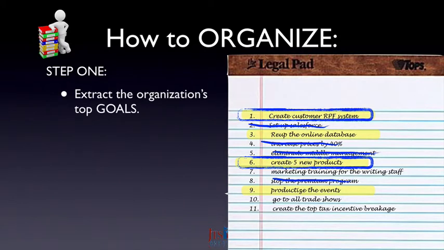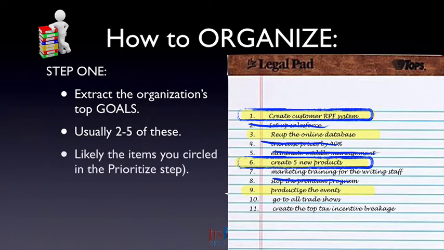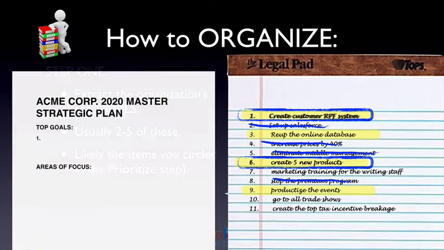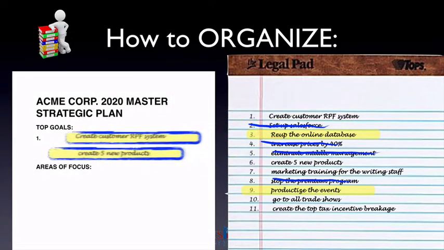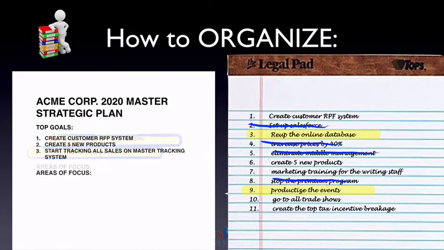Next, you're going to extract the organization's top goals. Usually there's only going to be a few of these. Two to five is generally what I would recommend for small organizations, maximum. And these are likely going to be the items that you circled in the prioritize step. So all you're going to do is take your master strategic plan, grab those big, hairy, audacious goals, and put them right at the top of that plan. Just drag them right in there. That's it. That's all you've got to do in step 1.